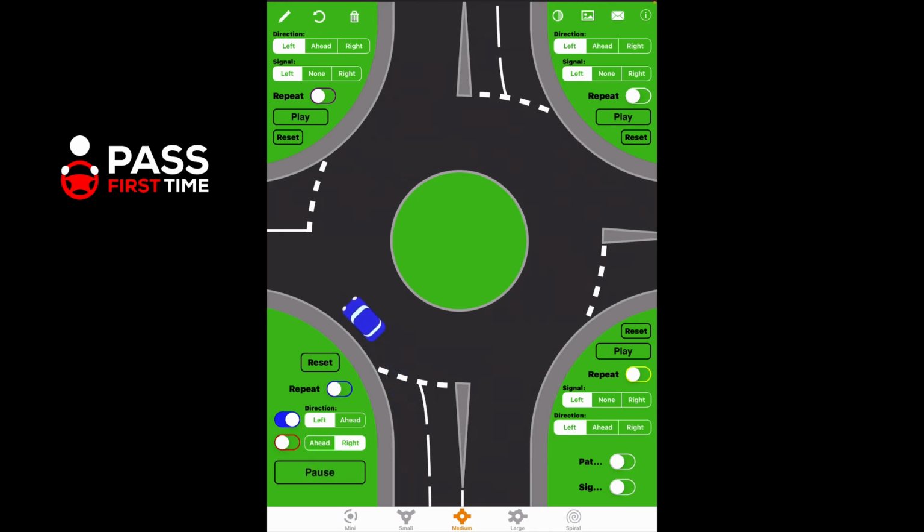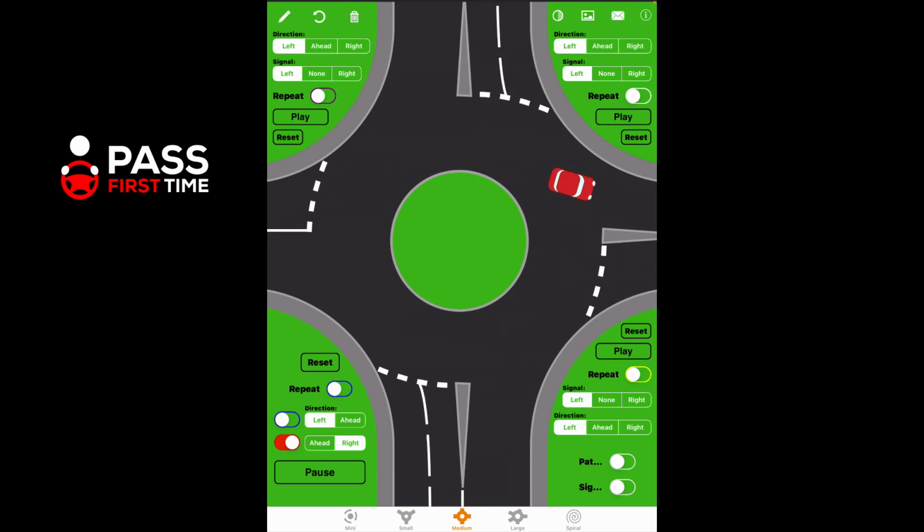The same would apply if you're turning to the right. You stay in the right lane approaching, and again you do not cross into the left hand lane into the roundabout, holding the right hand lane then all the way around. Check your mirrors, signal, and come off at the third exit.